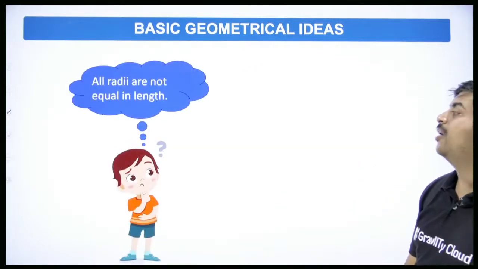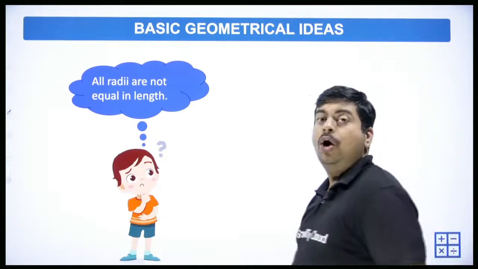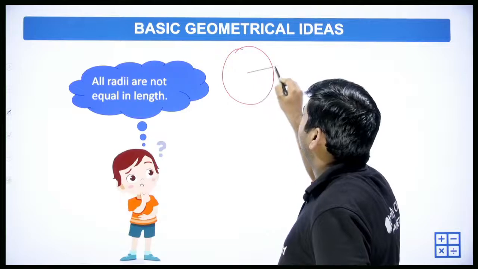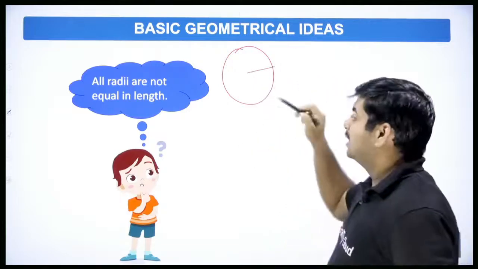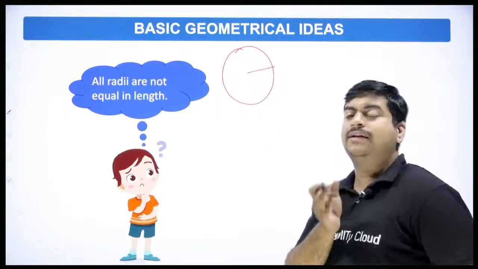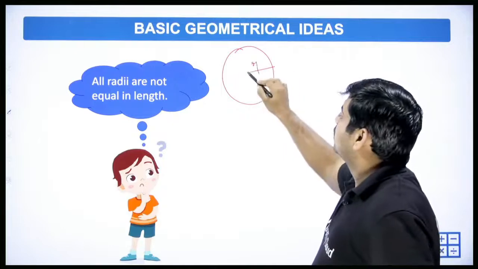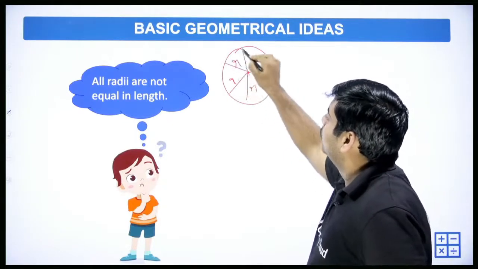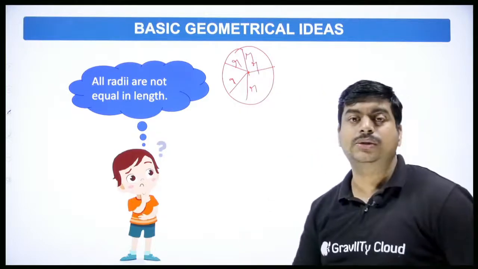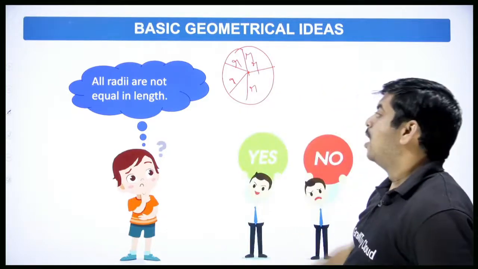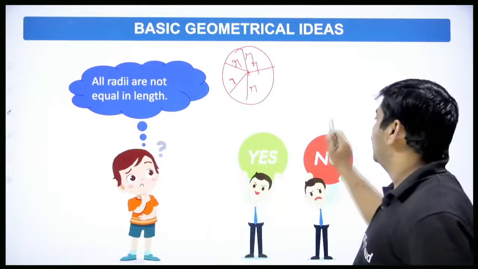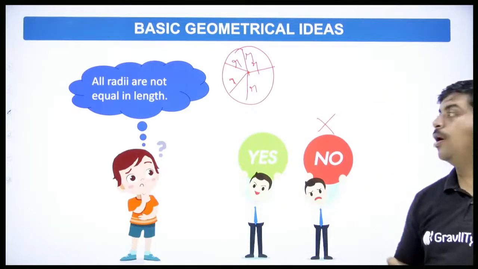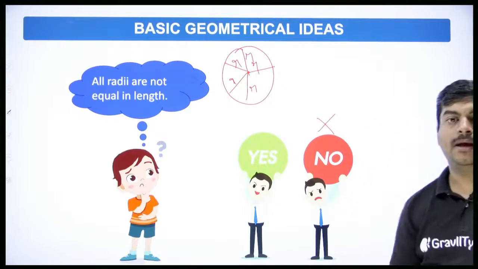All radii are not equal in length. For a circle, from the center to any point, this is the radius, and as said, the definition of a circle itself says that this distance, the radius, should be equidistant. Equidistant means all these values are equal to the radius. So the statement that all radii are not equal in length is false. It is true that all radii are equal, right?